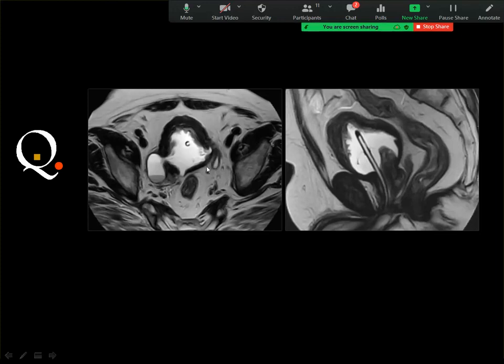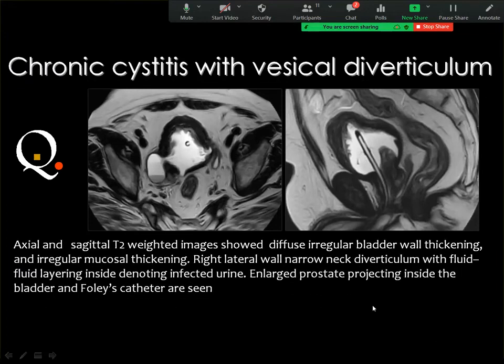This is chronic cystitis with diffuse thickening of the urinary bladder wall. And you remember that the normal appearance of the urinary bladder wall muscular layer is a dark signal on T2, but tumors of the urinary bladder will show some bright signal on T2 weighted images. And this is just chronic cystitis with a bladder diverticulum and some debris inside the diverticulum, not a transitional cell carcinoma.